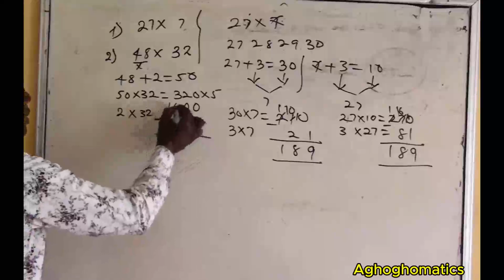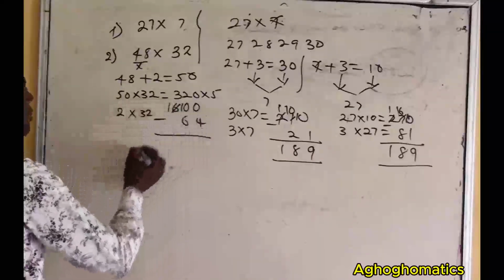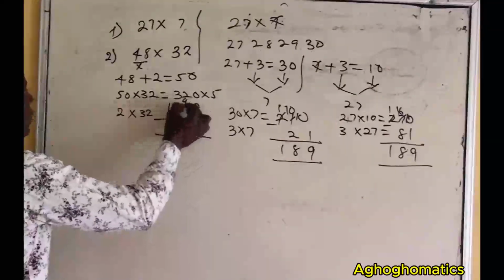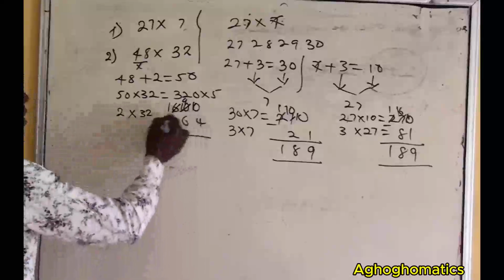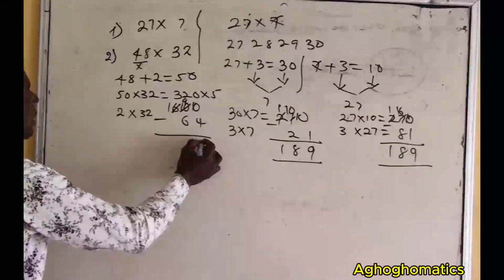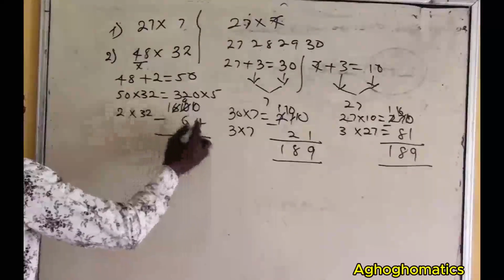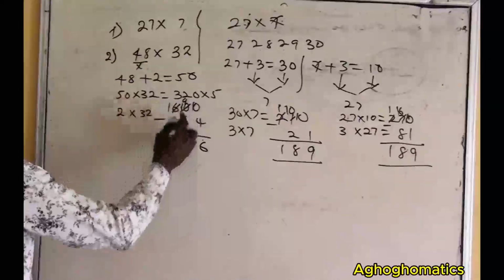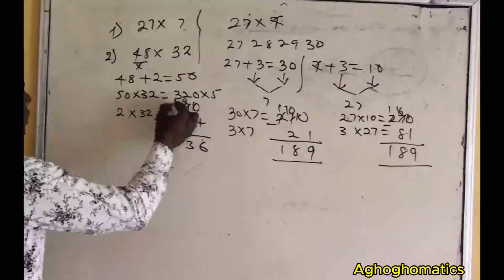If we do this, borrow 1 from here, it will become 10. Borrow 1 from here, reduce to 9, it will become 10. 10 minus 4 is 6, 9 minus 6 is 3, and what is left here is 5.